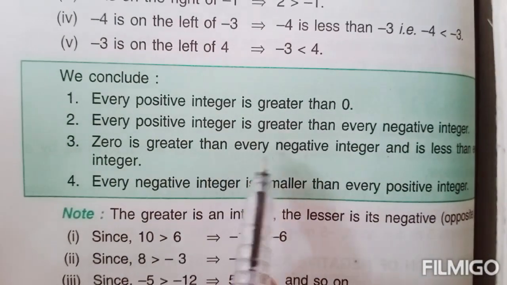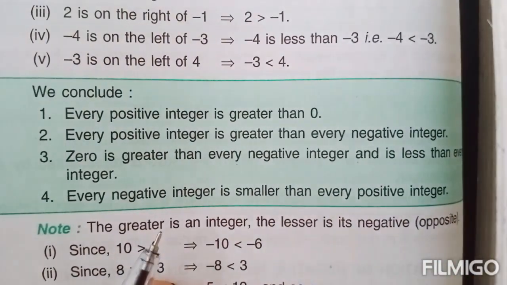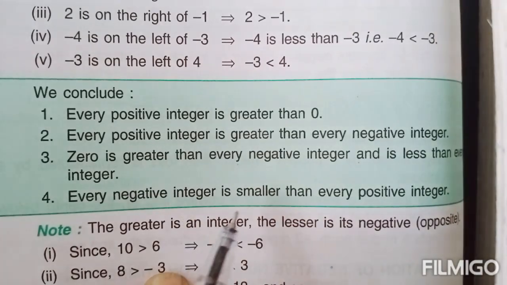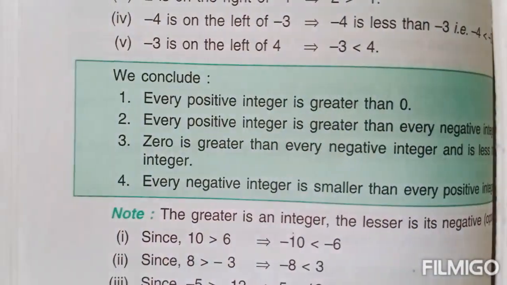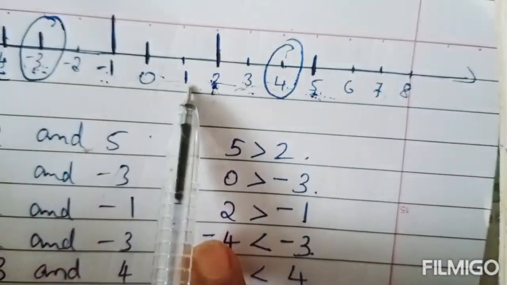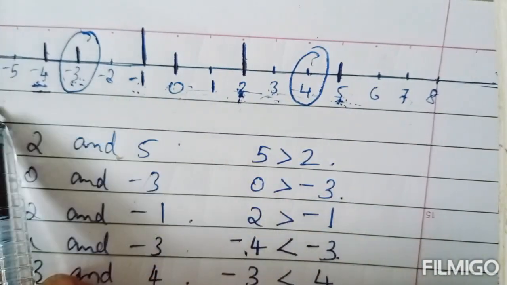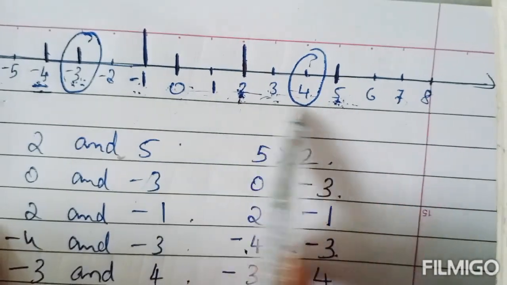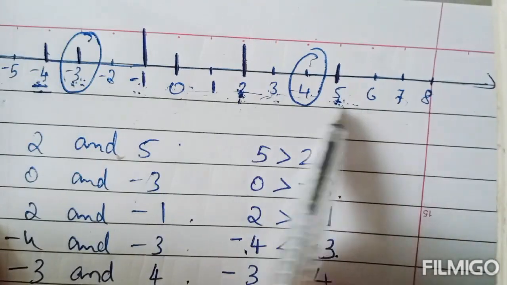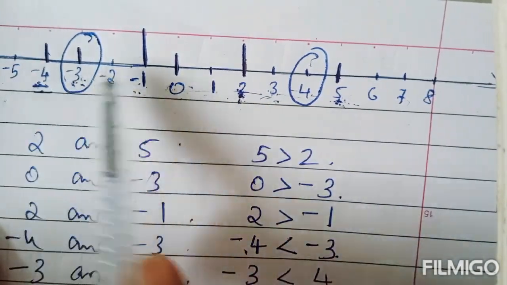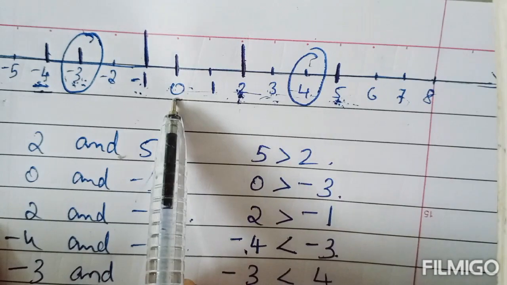Third one, 0 is greater than every negative integer and is less than every positive integer. Positive integers lie to the right side of 0, and negative integers to the left side. So 0 is smaller than every positive integer and greater than every negative integer.